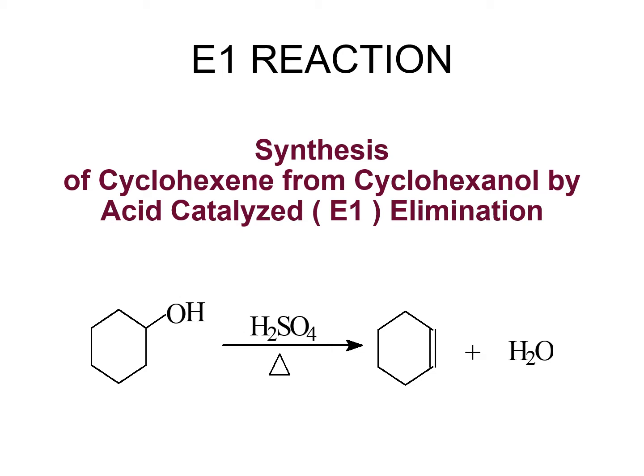It will reprotonate water to form acid. That's why it's acid catalyzed. You constantly are going to regenerate your acid. And those electrons associated with that hydrogen will then form a double bond between where the hydrogen left and where your carbocation is. So you'll be producing a cyclohexene molecule and water in this reaction.